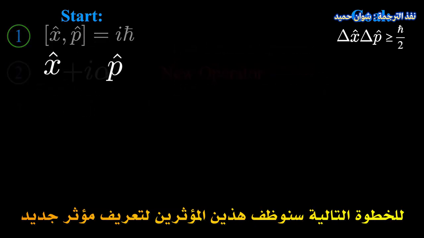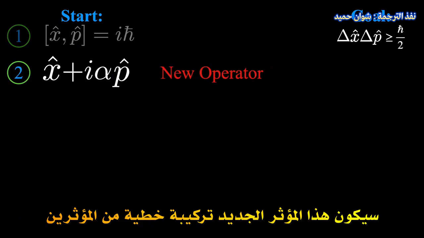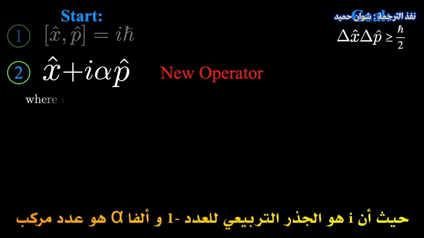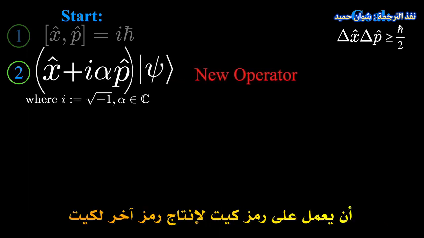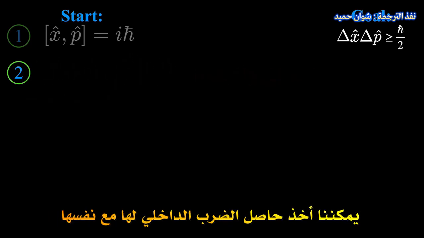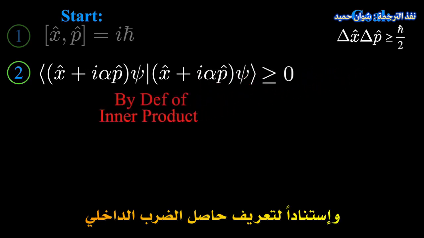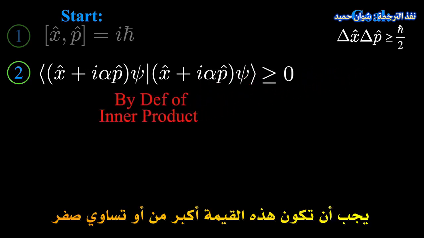Okay, for the next step, we will use these two operators to define a new one. This new operator will be a linear combination of the two, where i is just the square root of -1 and alpha is some complex number. So this operator can now act on a ket to produce another ket. And since this whole thing is just another ket, we can take the inner product of it with itself. And by the definition of an inner product, this must be greater than or equal to 0.